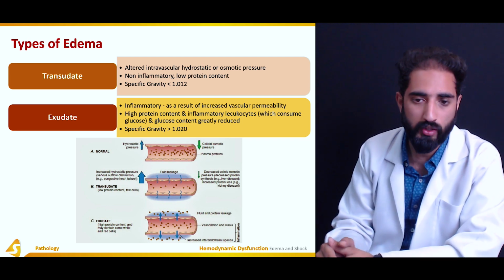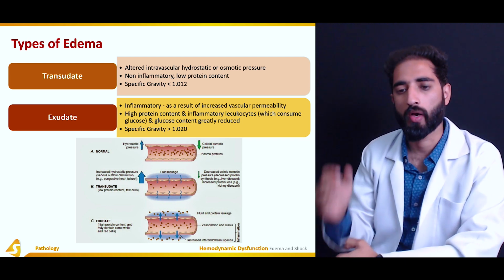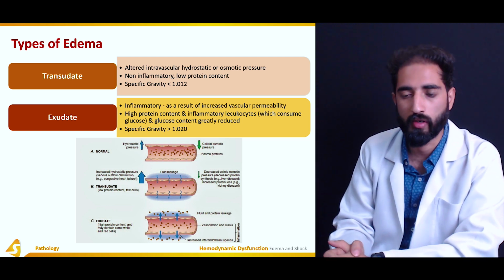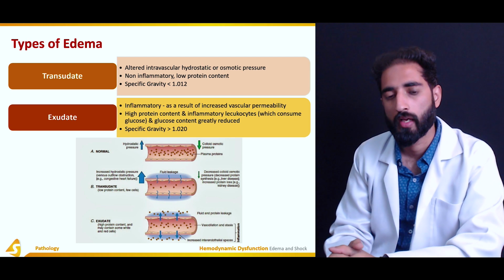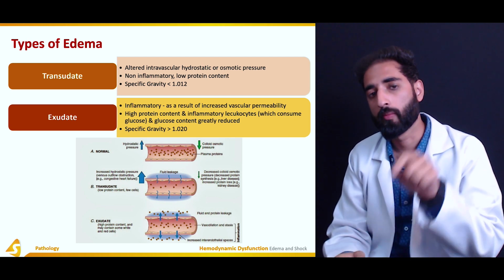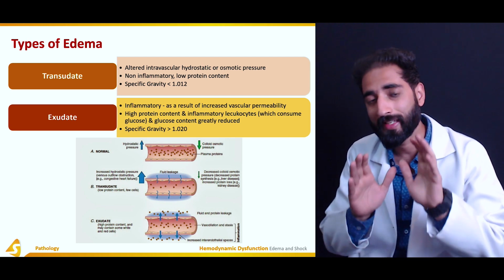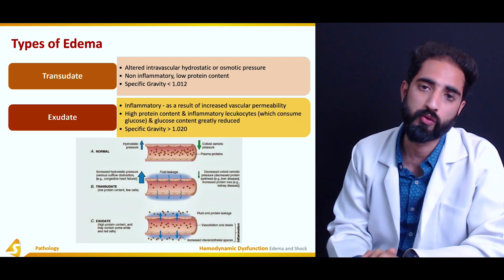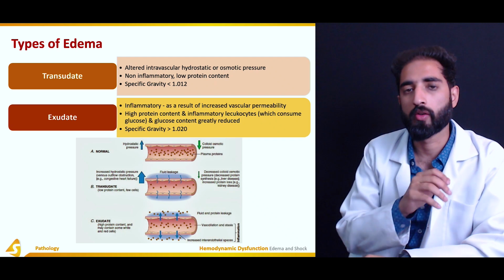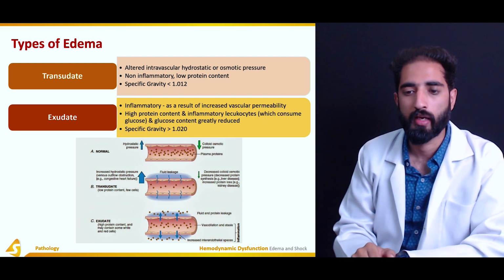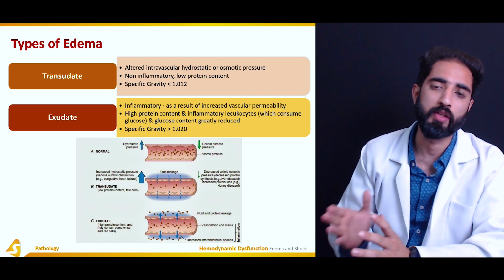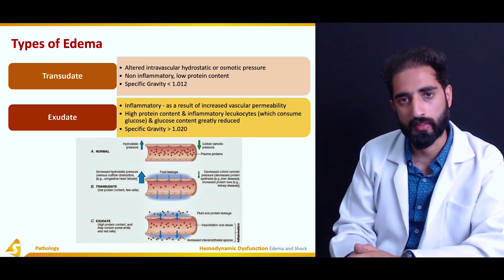So there is a high protein content in an exudate, as well as inflammatory leukocytes which have migrated from the blood vessels into the intracellular spaces, and there would be a markedly decreased glucose content in the exudate, because those inflammatory leukocytes consume glucose for their processing. The specific gravity for exudate is greater than 1.020.